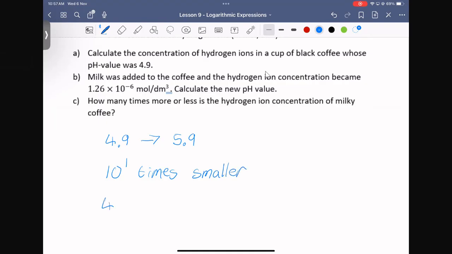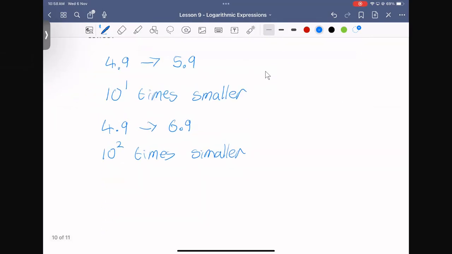If we were to go from 4.9 up to 6.9, how many times smaller would it be? 100. That would be 10 to the 2 times smaller. If we went from 4.9 up to 7.0, how many times smaller would it be? It would be 10 to the power of 2.1 times smaller.